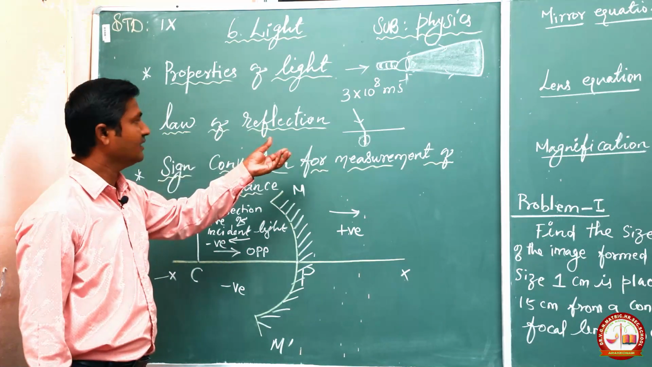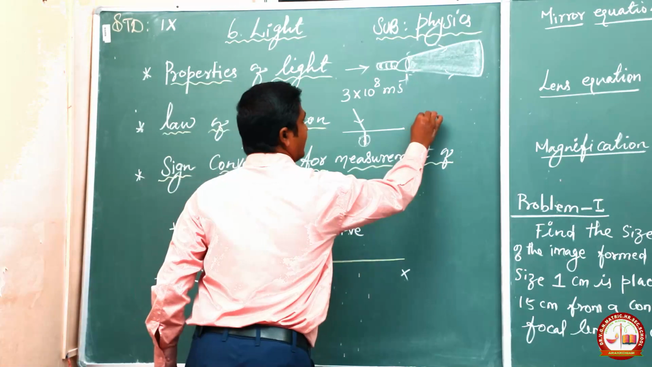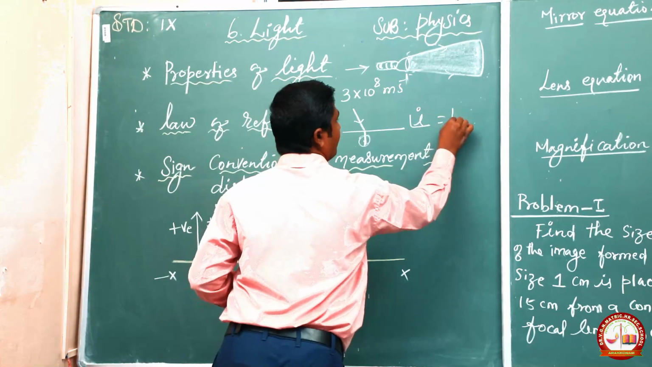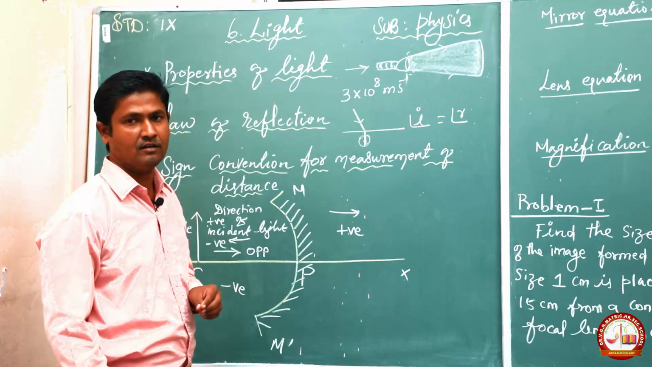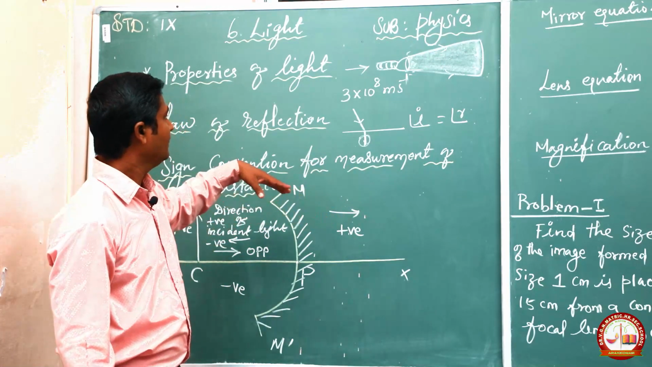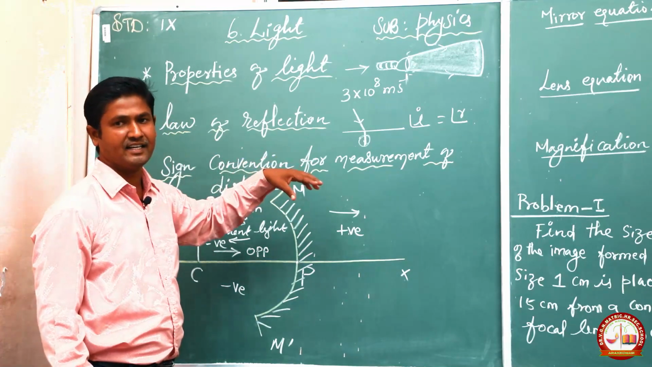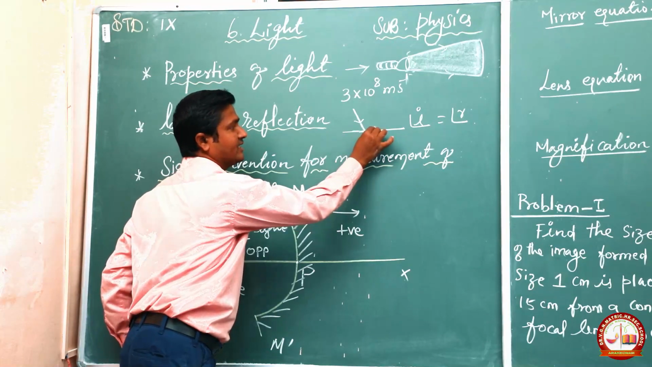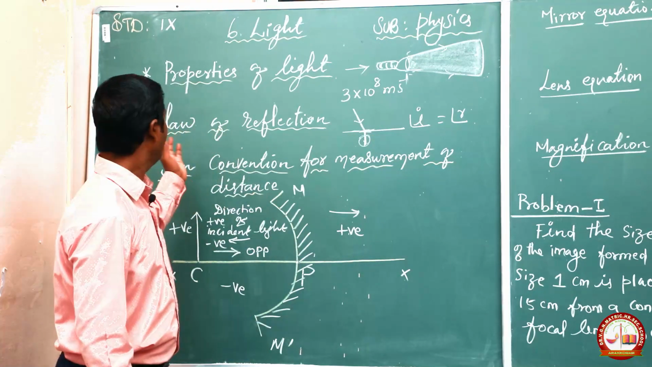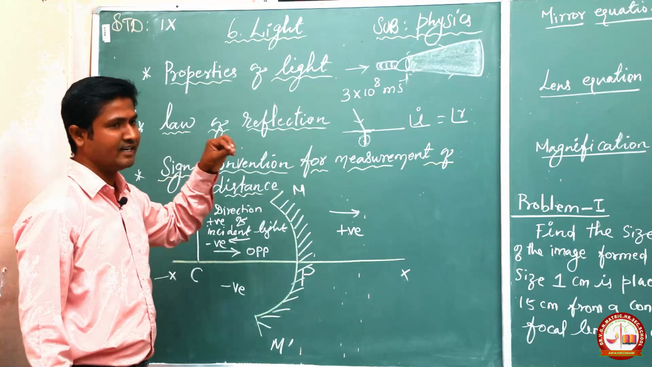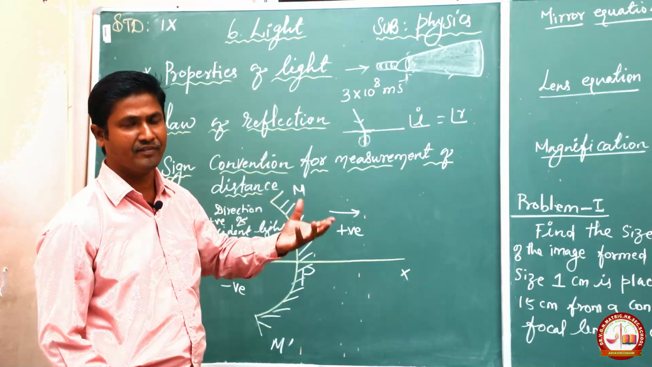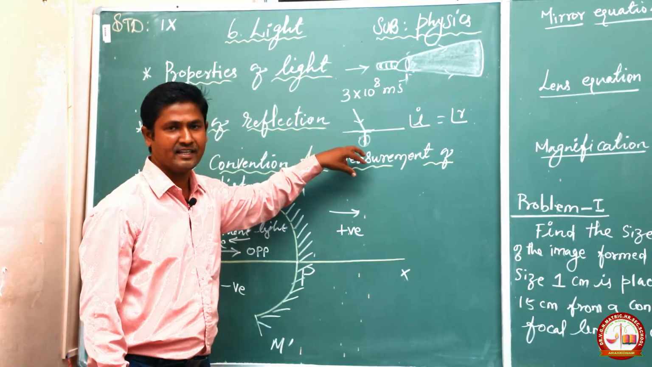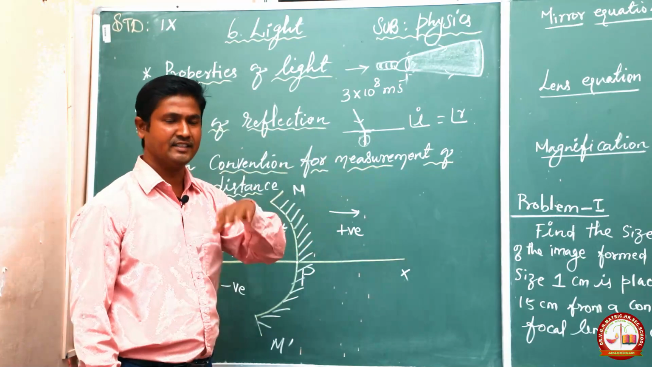What is reflection? The angle of incidence is equal to the angle of reflection. The incident ray and the reflected ray are all in the same plane. So there are two points. The first point is that the angle of incidence and the angle of reflection are equal. The second point is that the incident ray and the reflected ray are in the same plane.